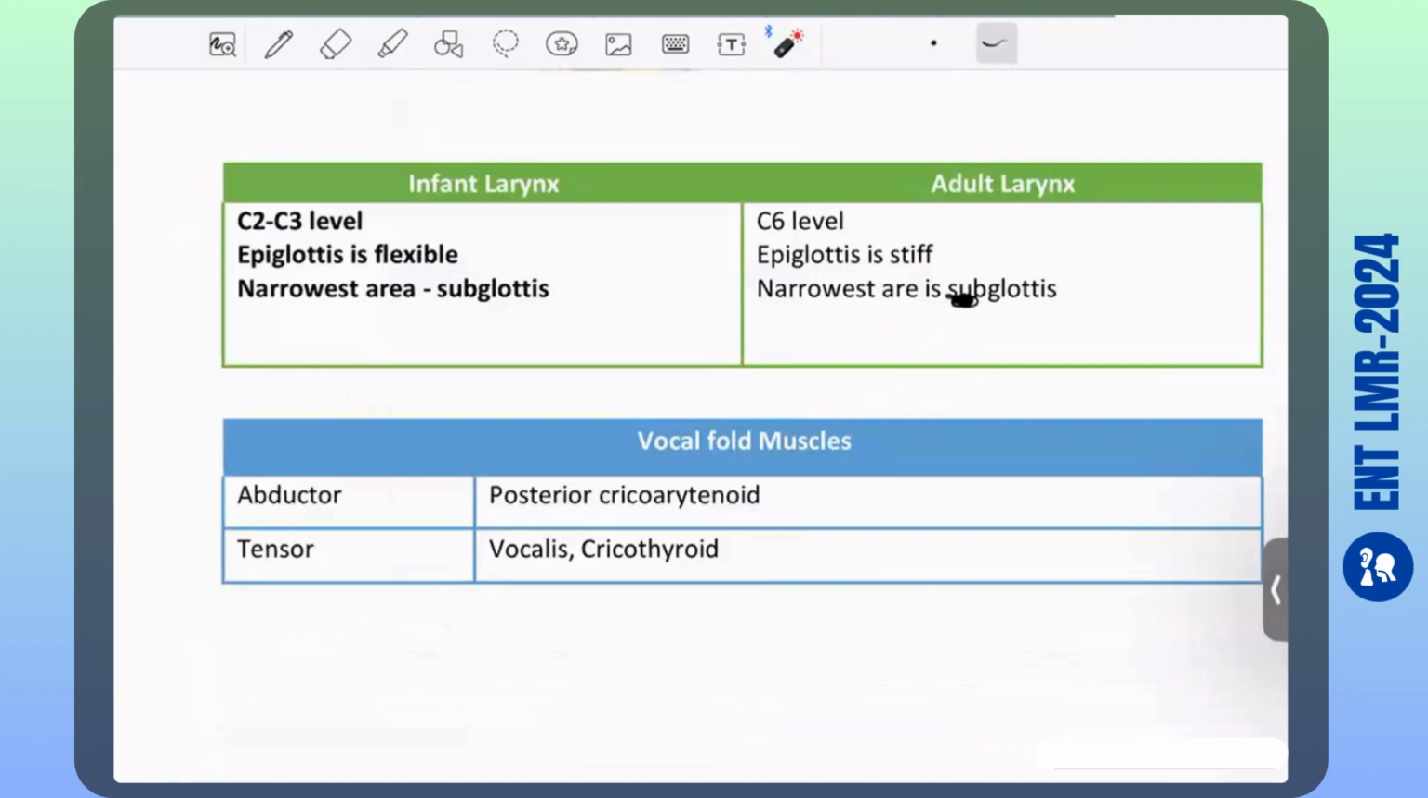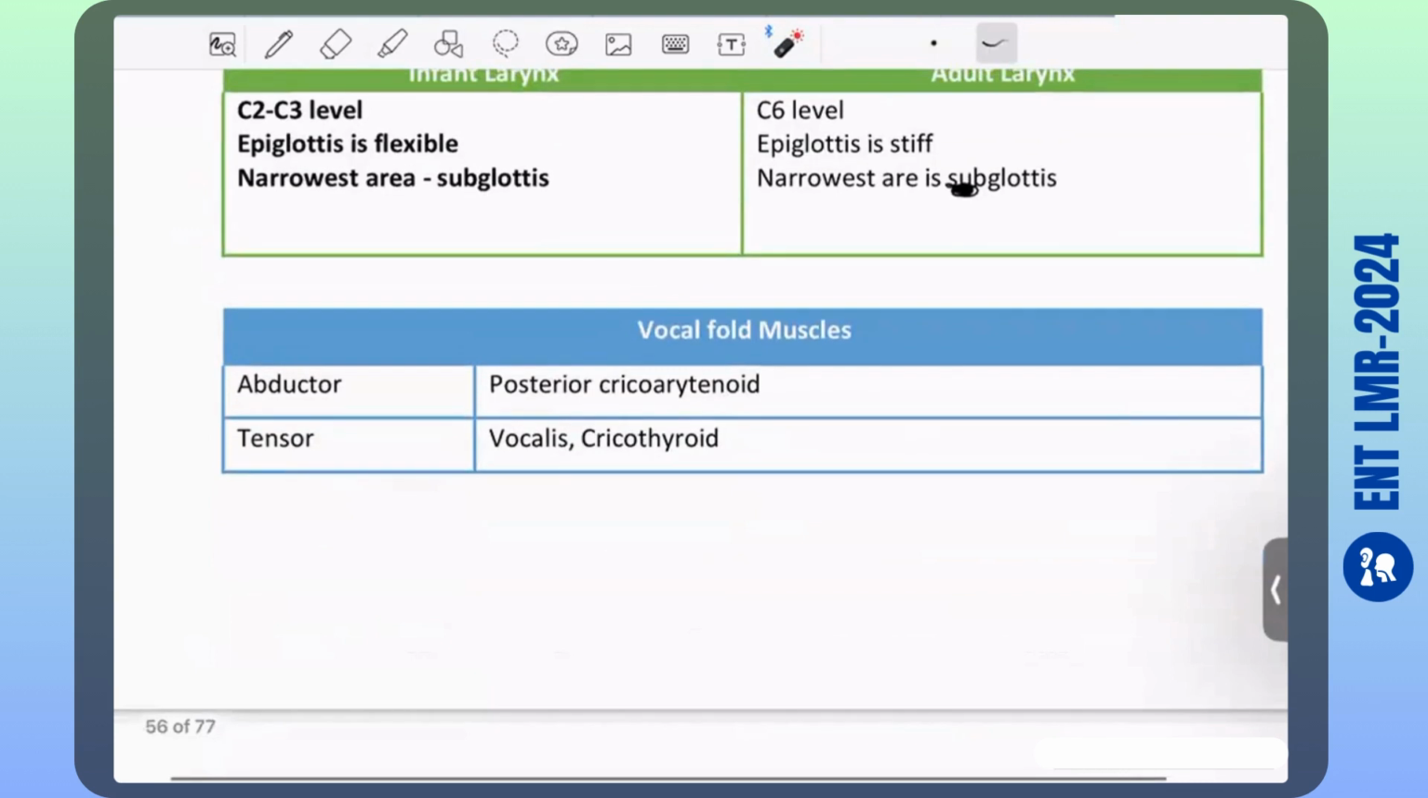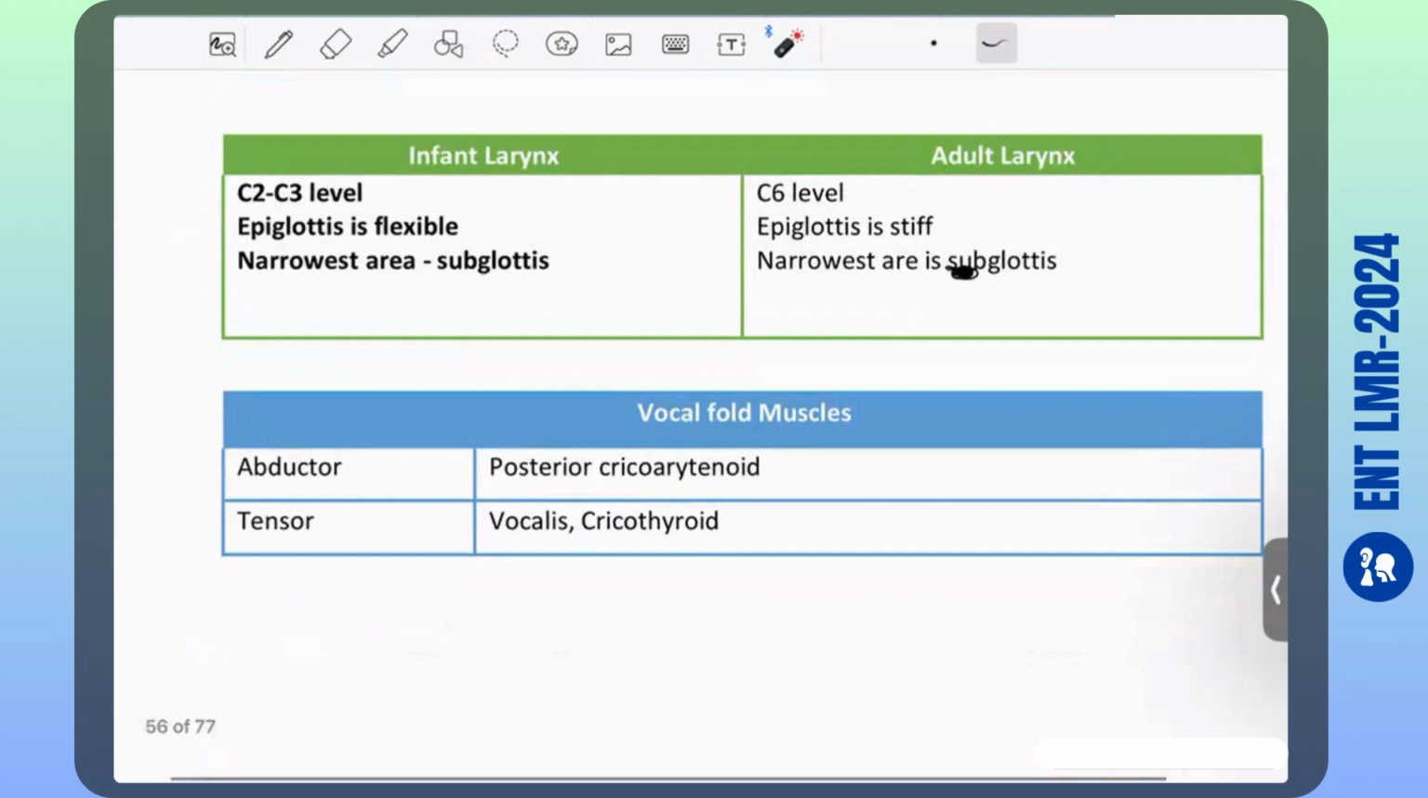Now, what is the difference between infant larynx and adult larynx? The infant larynx is at the C2 to C3 level of vertebra. The adult larynx is at the C6 level of vertebra. The epiglottis is flexible in an infant. The epiglottis is stiff in an adult.